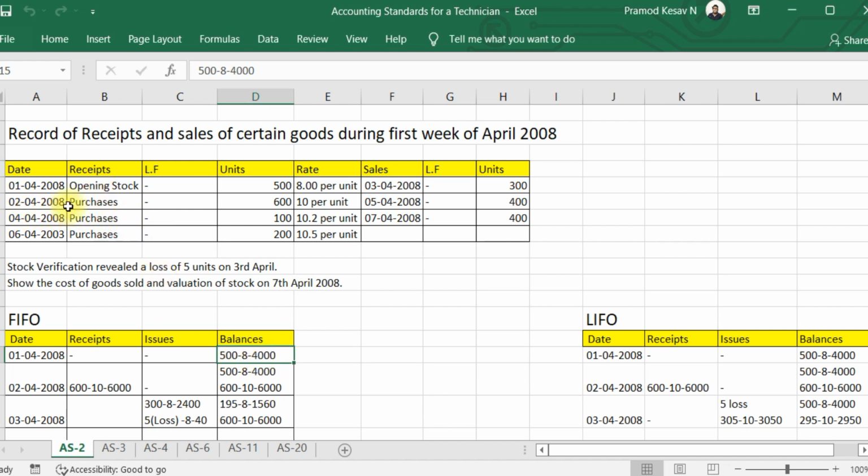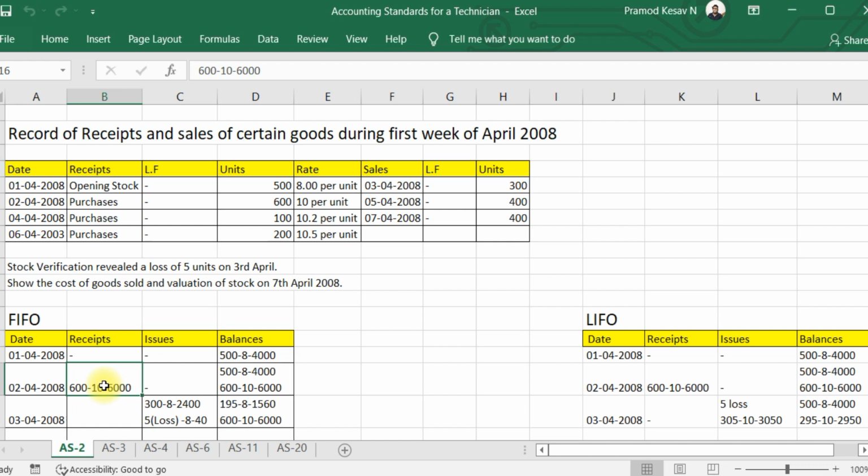Now on the second, there is a purchase made, for 600 units at 10 rupees per unit. That is how we indicate it: 600 units, 10, 6000. So that is a receipt.